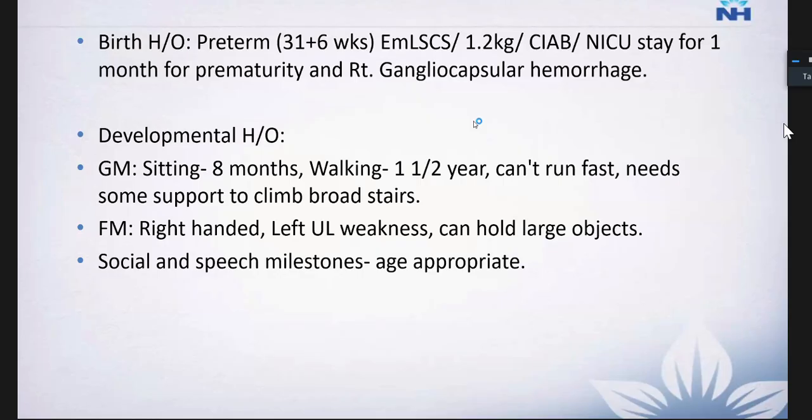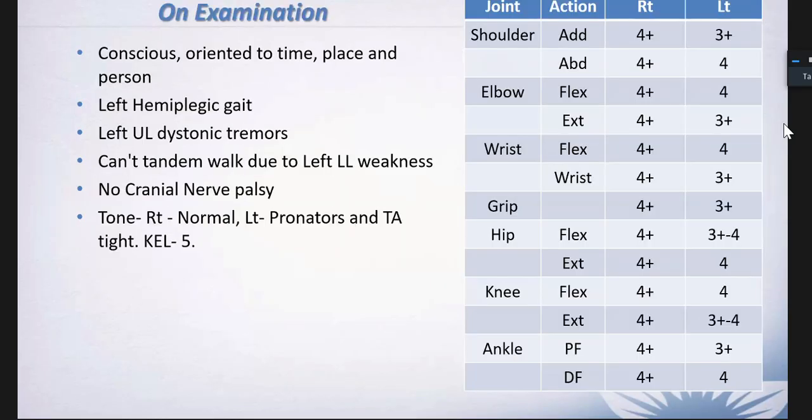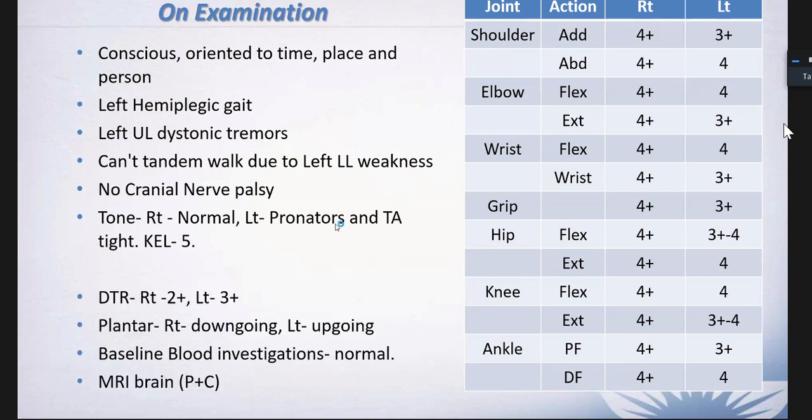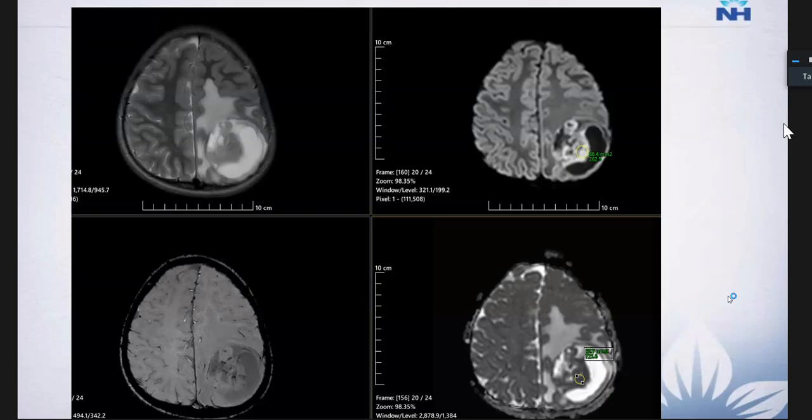But the child had some sort of birth history, like it was a preterm child, and there was history of prematurity, and the germinal matrix hemorrhage was there in the past. On examination, there was some sort of left hemiplegic gait, left upper limb dystonic tremors were found. So we were expecting that the pathology should be on the left side, and these were the images in which you can see that there's a well-defined solid cystic lesion in the left-sided high parietal and the perirolandic region.